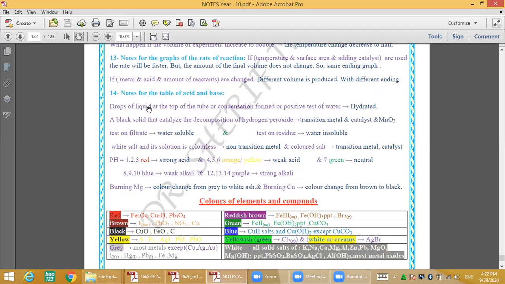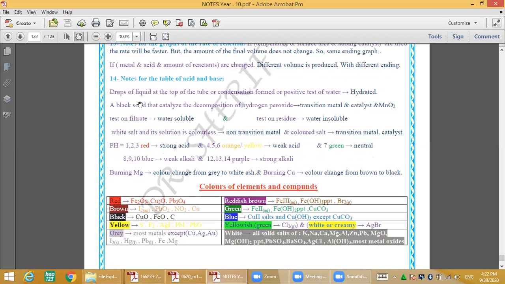For the table of acid and base, this is question 3, paper 6. For the conclusion: if you have drops of liquid at the top of the tube, or condensation, or a positive test for water, this means that it is hydrated. The positive test for water is anhydrous copper sulfate changing color from white to blue, or anhydrous cobalt chloride from blue to pink. This means it is hydrated, it contains water.